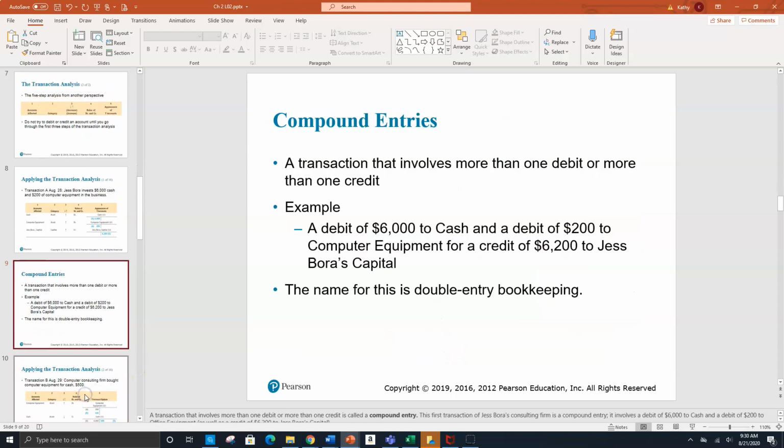That was an example of a compound entry, because it is a transaction that involves more than one debit or more than one credit. For example, a debit of $6,000 to cash and a debit of $200 to computer equipment for a credit of $6,200 to Jess Bora's capital. The name for this is double entry bookkeeping.